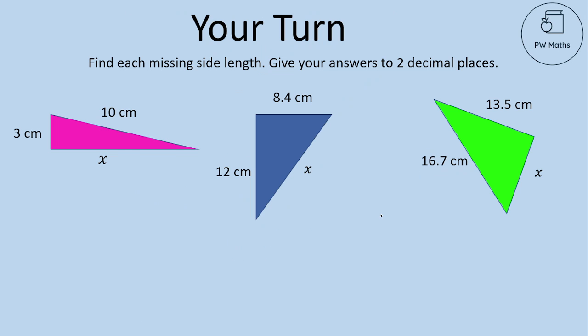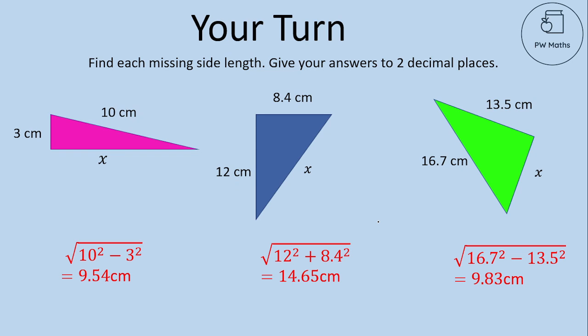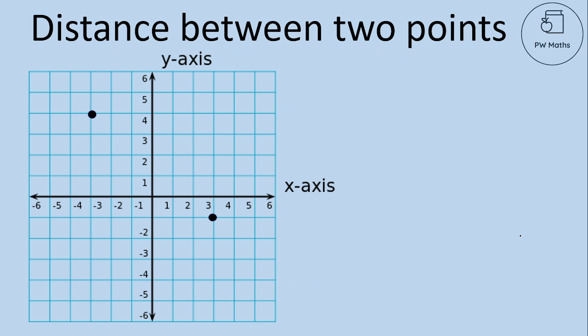If you want to pause the video here and give these a go just to check your understanding. Fantastic, so you should have found that these were the answers that we were looking for. That first one, finding a short side, so it's a takeaway. Second one, finding the hypotenuse, so it's an add. And that last one, another short side, so another takeaway.